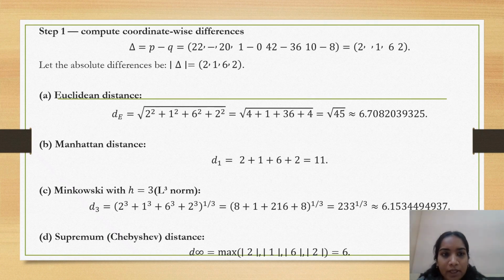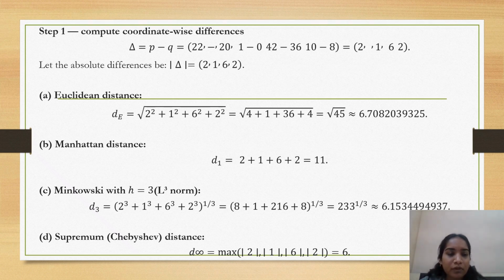We start with Euclidean distance. The formula is given over here. Euclidean distance is the straight line distance. We square each difference and add them. So 4 plus 1 plus 36 plus 4 is equal to 45. Then we take the square root. The Euclidean distance is root 45, that is approximately 6.7078.